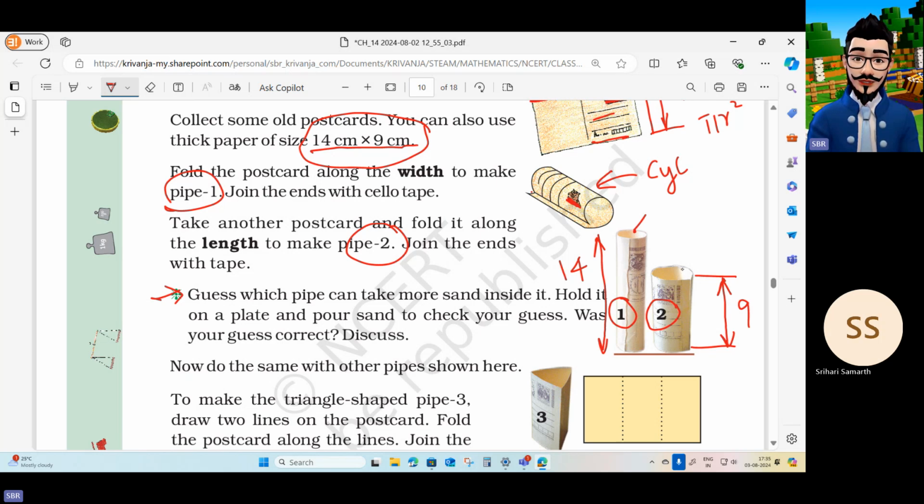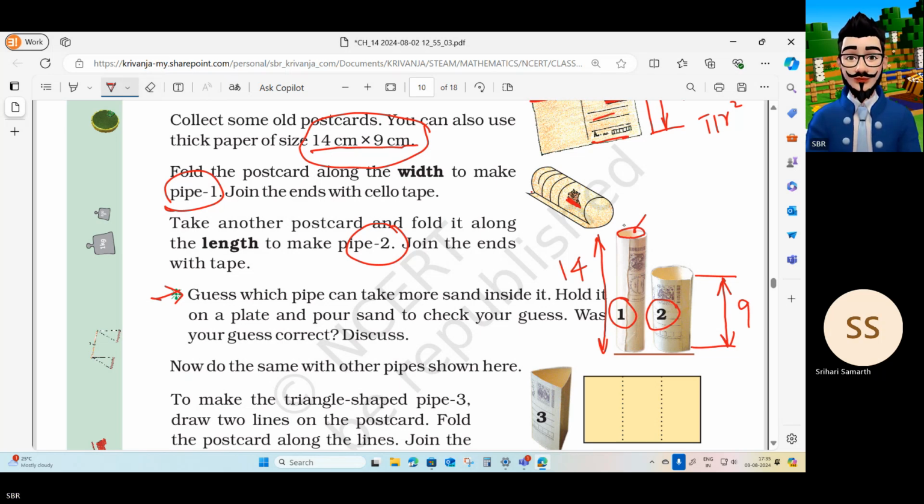Now tell me, what is the circumference or the perimeter of this circle, pipe 1's top circle? What is the perimeter of the top circle of pipe 1? Think and answer. You know perimeter, right? What do you mean by perimeter? Fencing, you remember?